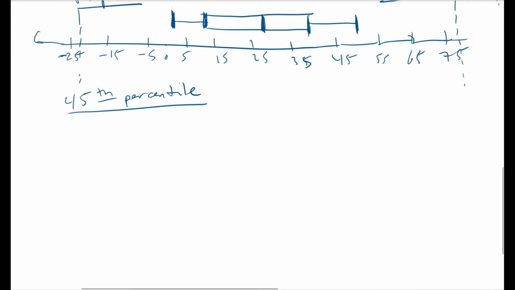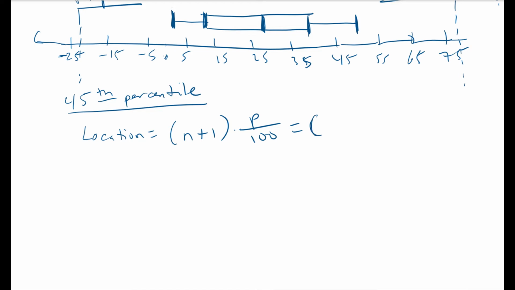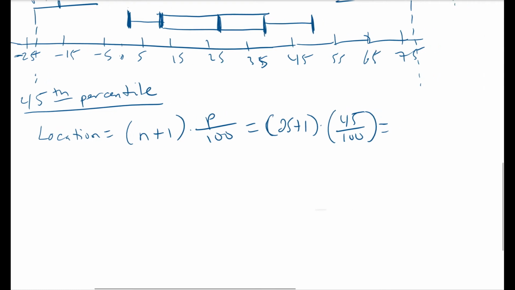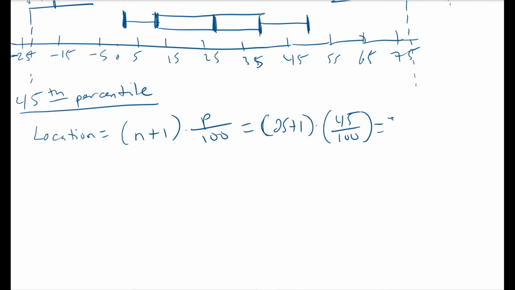So the formula we're going to be using for the percentile, we need the location of that percentile. So the location is n plus 1 times the percentile out of 100. In this case, we have 25 numbers, so 25 plus 1 times 45 out of 100. If you did that, your location is 11.7.